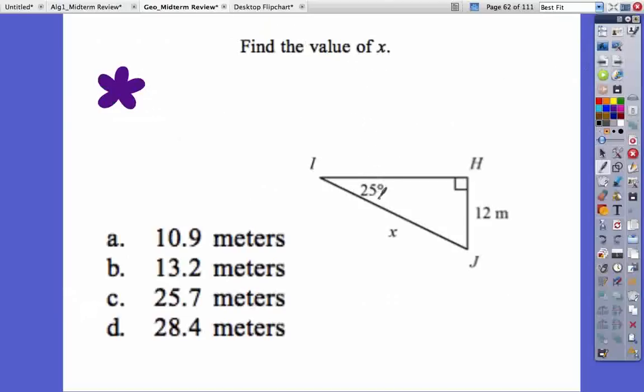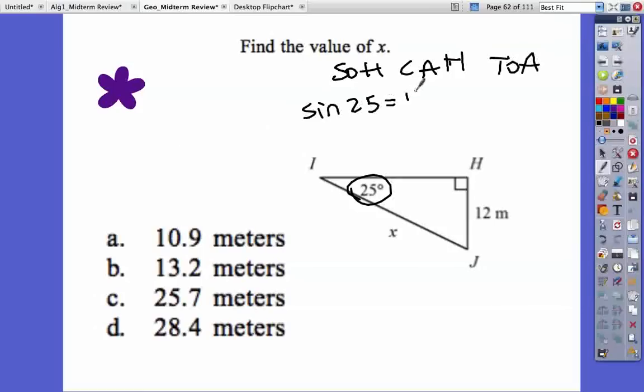Find the value of x. This one you have to use trig because this is not a special right. This will be opposite over hypotenuse. Always remember your SOHCAHTOA. If you don't remember, it is on your reference sheet. You will see it on the back part. And you should have sine of 25 is equal to 12 over x.